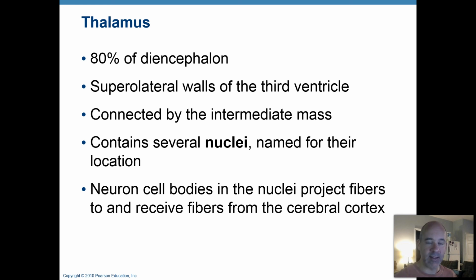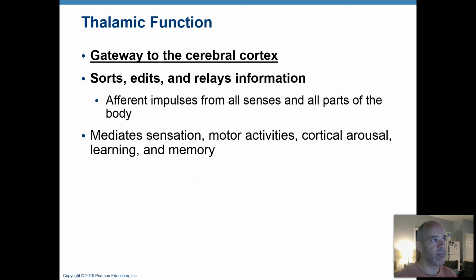You would never get any sleep. So the thalamus helps make some of those types of decisions. If you have a loud noise, then the thalamus is going to send action potentials up to the part of the cerebral cortex that needs to perceive those sounds and potentially wake you up. So the thalamus makes those types of routing decisions. It's considered to be a gateway to your cerebral cortex. It sorts, edits, and relays information to where it needs to go.